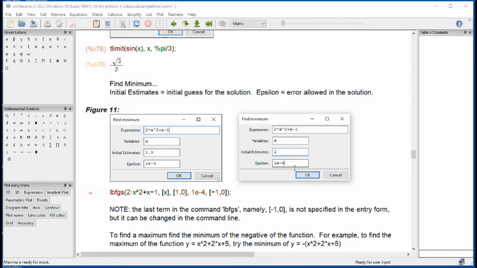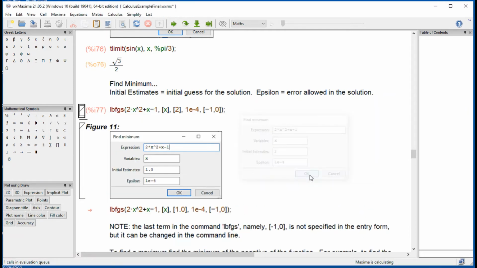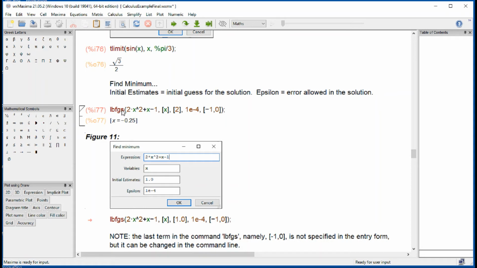And epsilon is the error allowed in finding a minimum. When you say OK, you get this LFBGS, and there's a 4th argument here that's not specified in the form, and that's just the range. That range seems to be selected arbitrarily, but if you don't find your result in that range, you can change it.